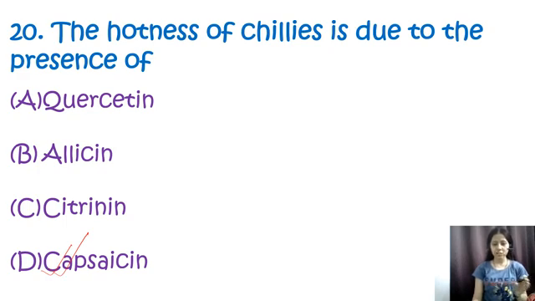Capsaicin is a compound present in the seeds, veins, or flesh of chili peppers, and it activates the pain receptors of the mouth or skin, causing the sensation of heat or burning when it is consumed. The level of capsaicin determines the spiciness or hotness of the chili pepper. So over here my correct option is D, that is capsaicin.